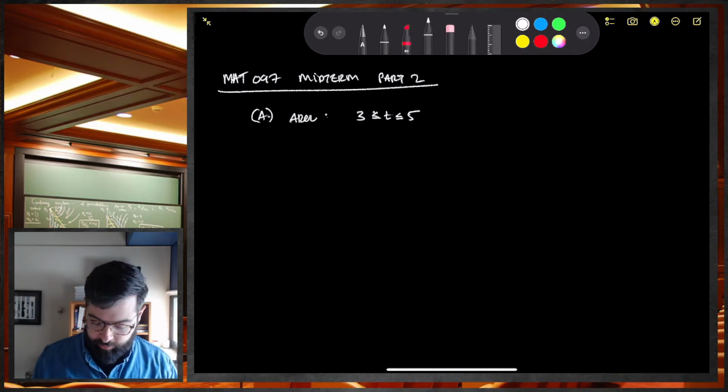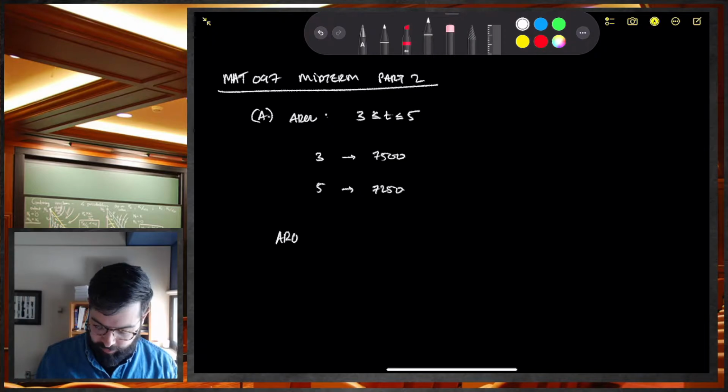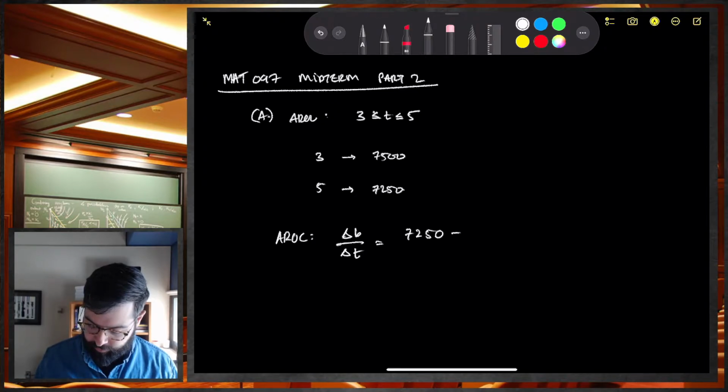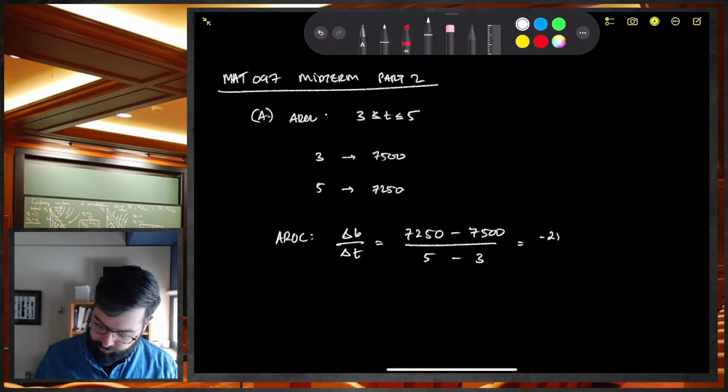So I go to the table and I see, well, at t equals 3, this is matched up with 7,500 in the account, and at month 5, we have 7,250. So it's gone down. So when we measure the AROC, that's going to be the change in the bank account over the change in time. We do end minus start over end minus start, so 5 minus 3. We'll get negative 250 over 2, which is negative 125.